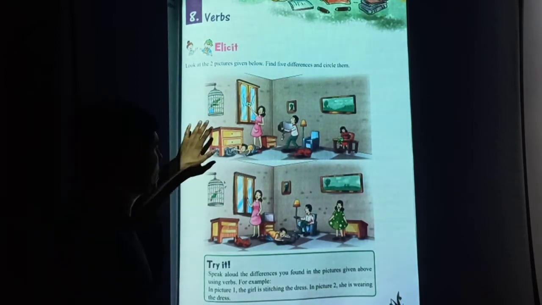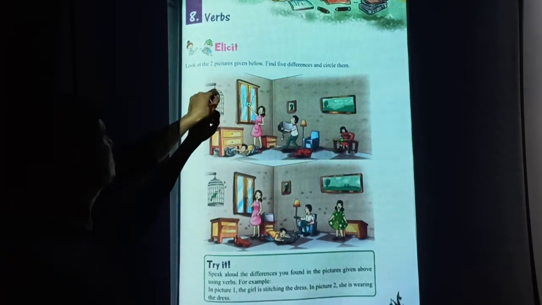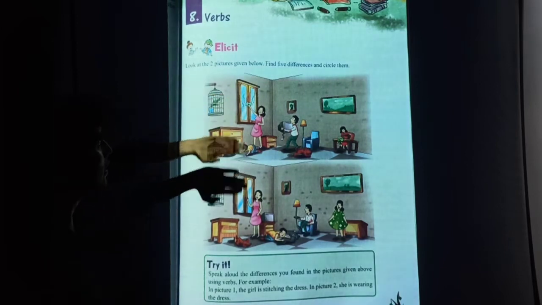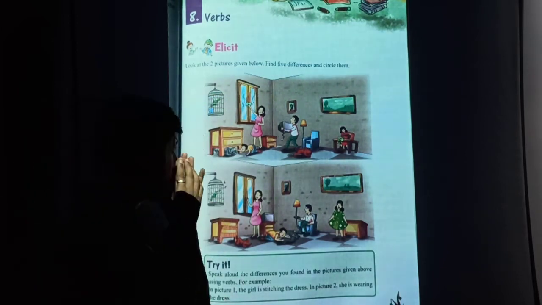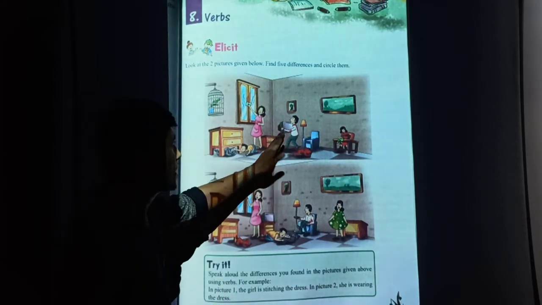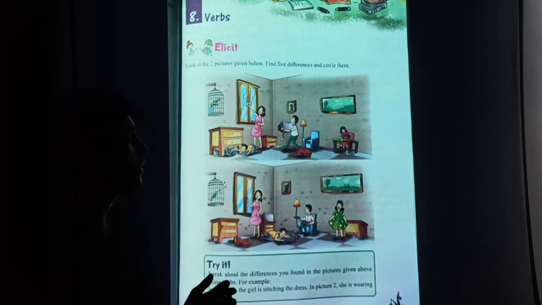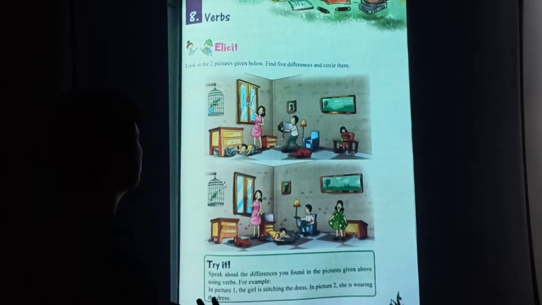Now let's discuss what we have to do in this picture. Look at the two pictures given below. Find the 5 differences and circle them. So let's find out the differences. The first difference is that this man is holding a TV in the first picture, but in the second he is just playing it. He's just using the remote to access the TV.